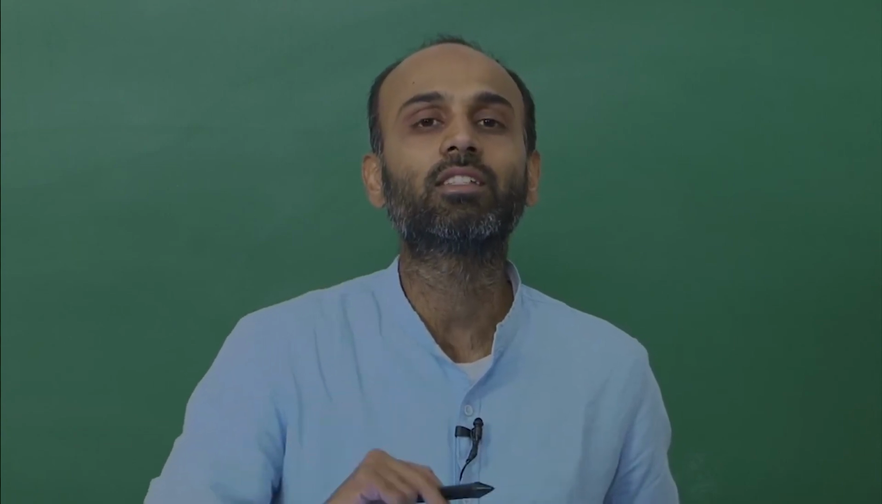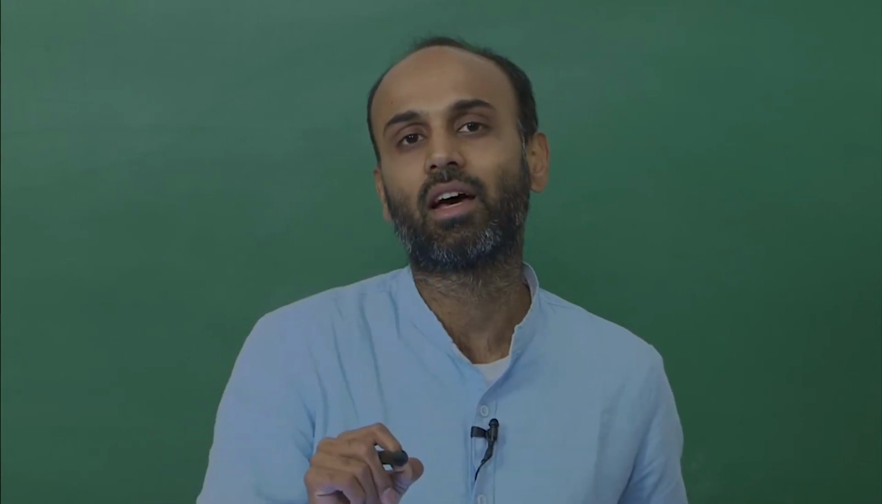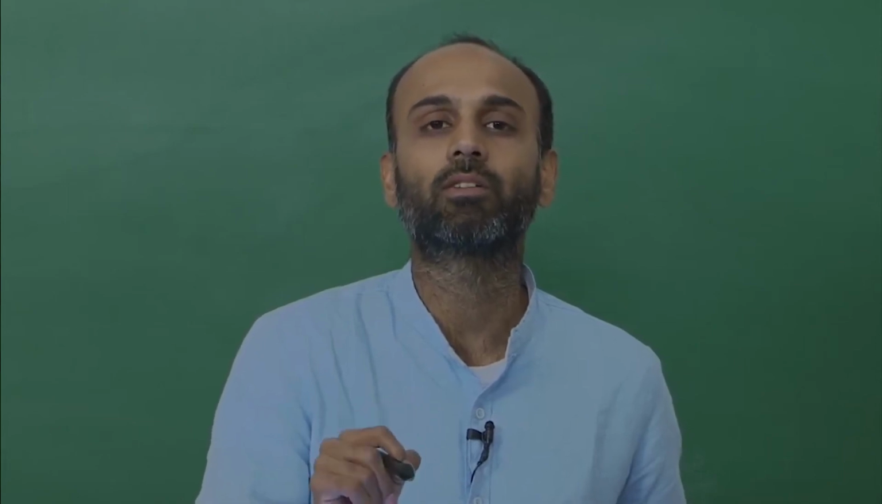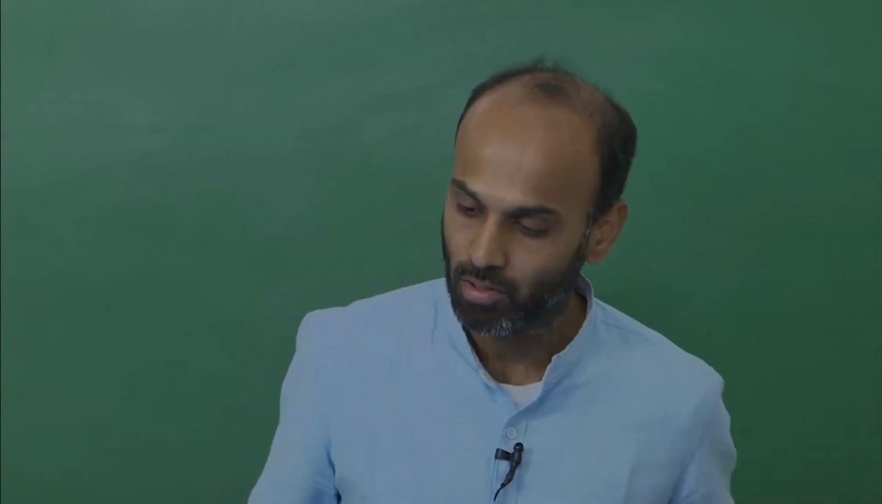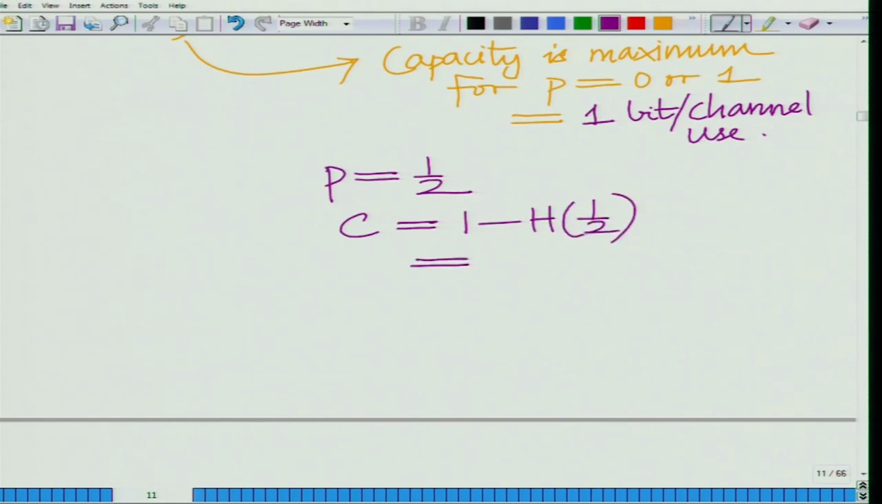So, although it is counterintuitive, there is a certain symmetry about the p equal to 0 and p equal to 1 scenarios, and in both these scenarios the channel capacity is exactly 1 bit per channel use or 1 bit per symbol. However, the minimum capacity occurs naturally for p equal to half, C equals 1 minus h of half equals 0.